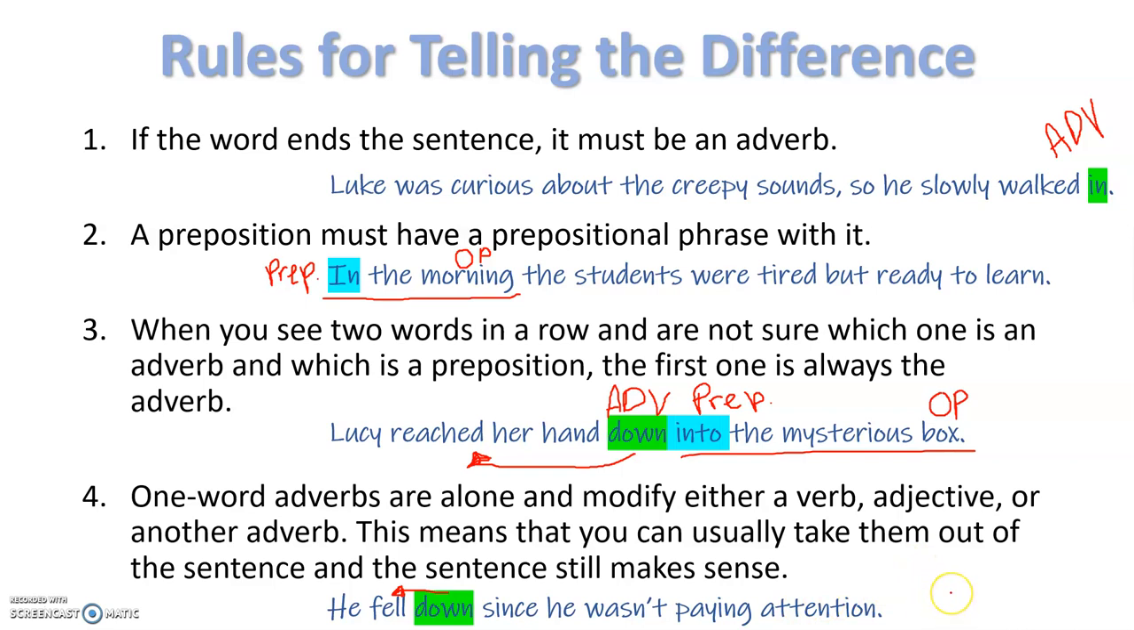So that's all for today. And I hope these rules help you see the difference between adverbs and prepositions. Thank you.